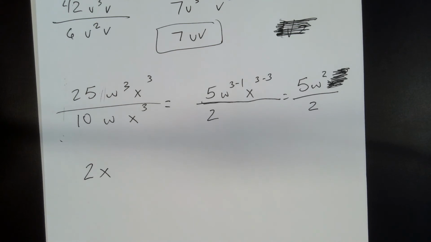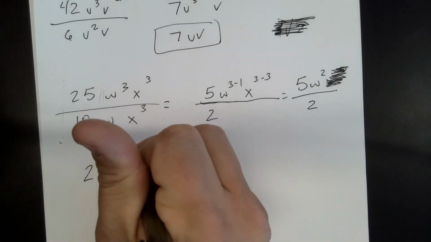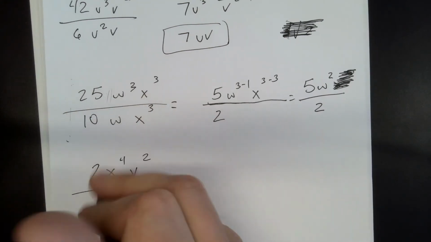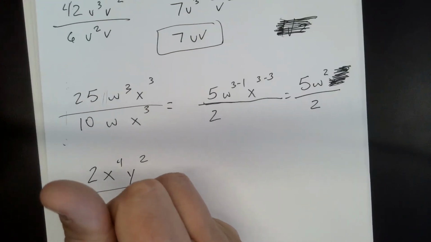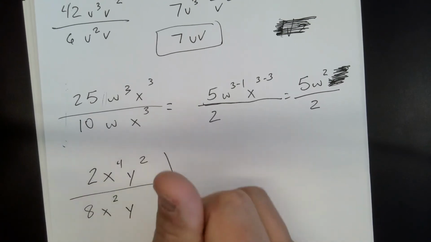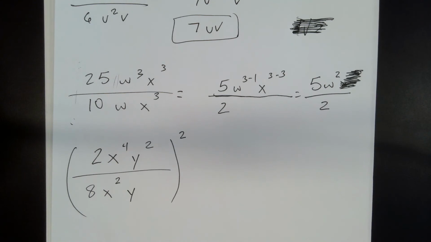We're going to make up our own. Again, here we go. 2x to the 4th y squared over 8x squared y, and we're going to square this entire thing. I want you guys to try that one on your own.